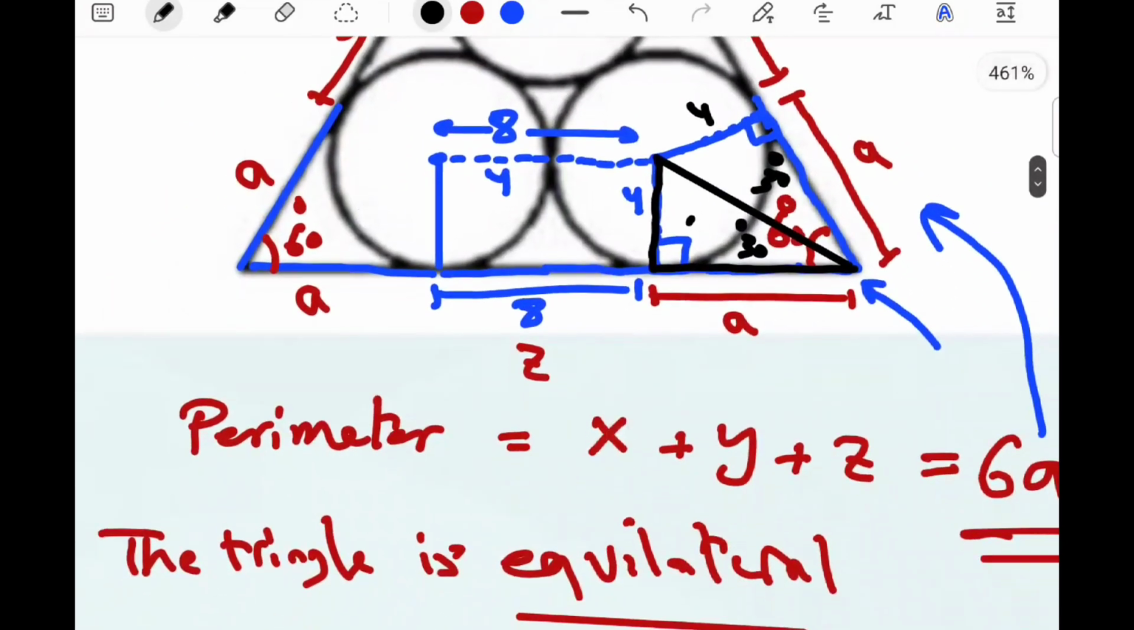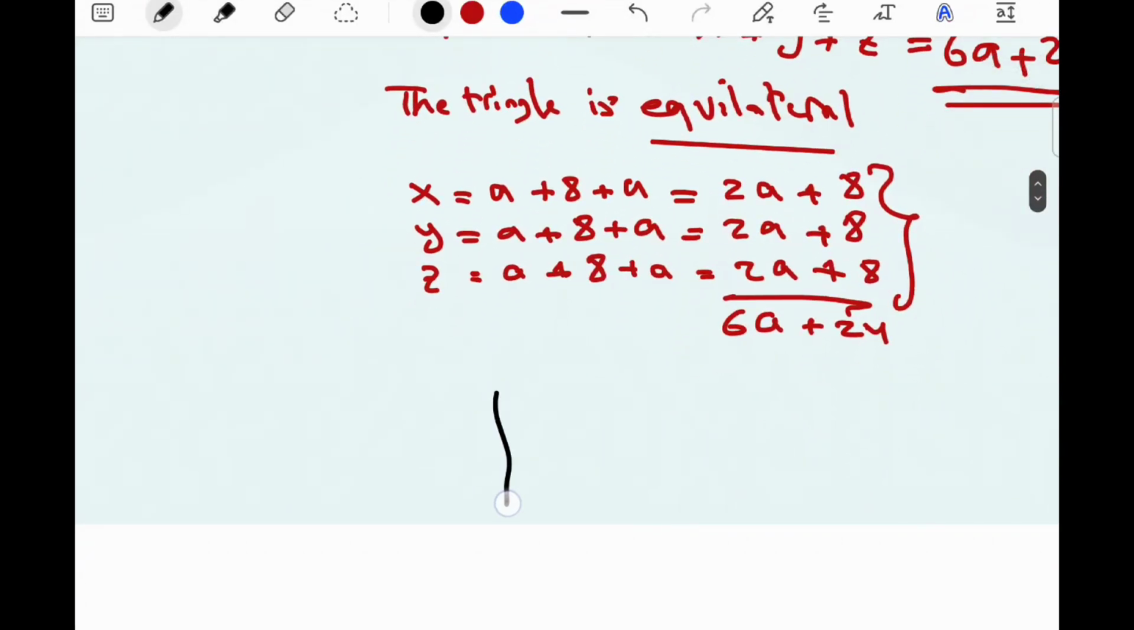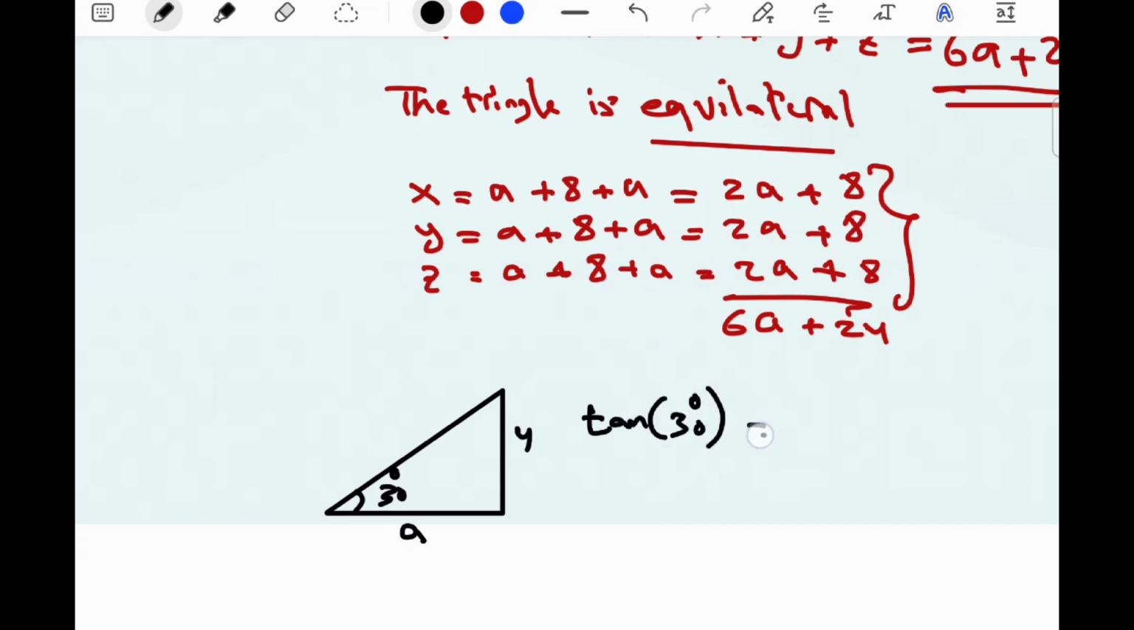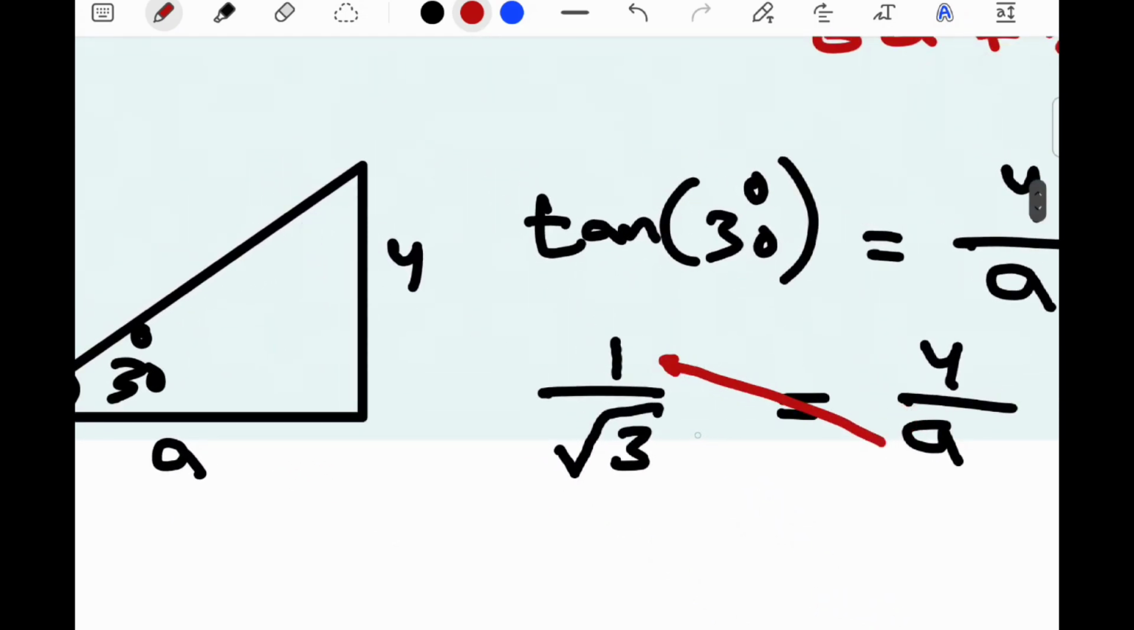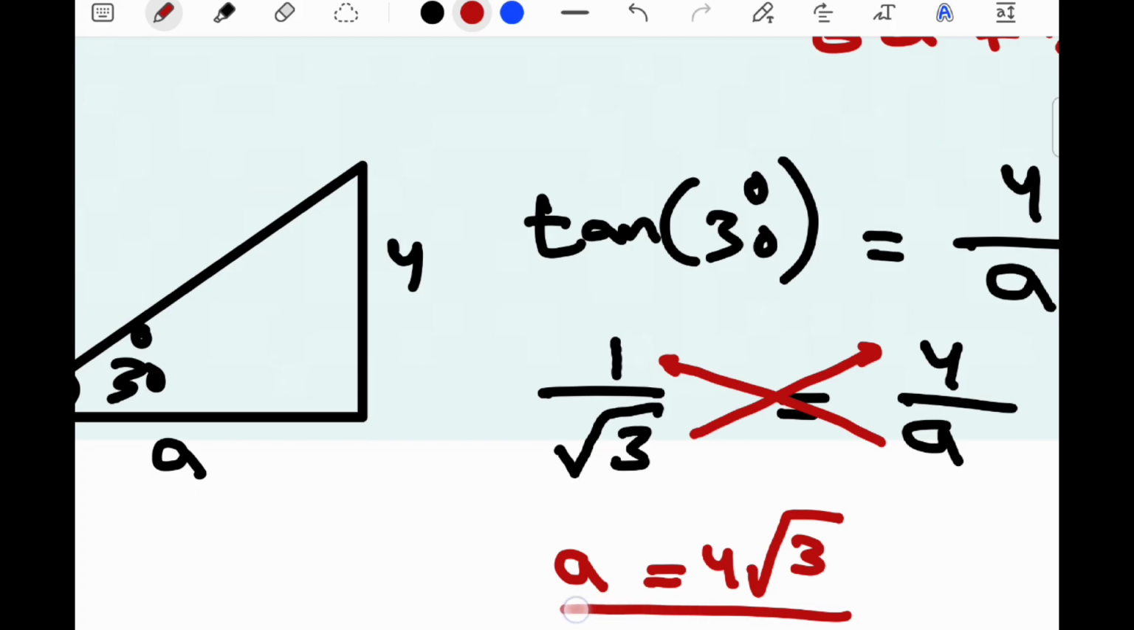So if you look at this triangle, if this is 30 degree and this is 4 and this is A, we can use the tan of 30 degree equal to 4 divided by A, opposite over hypotenuse. Tan 30 is equal to 1 over root 3, which is equal to 4 over A, cross multiplication. So A times 1 equal to 4 root 3.